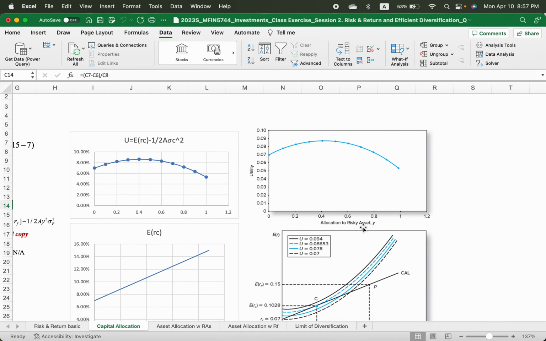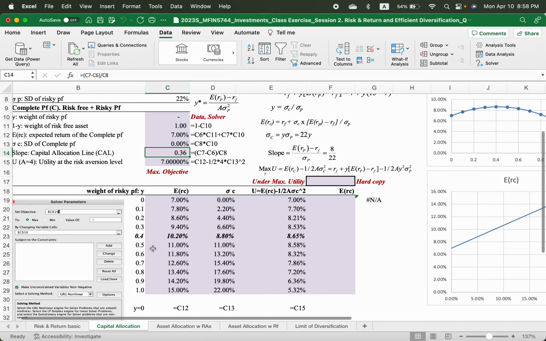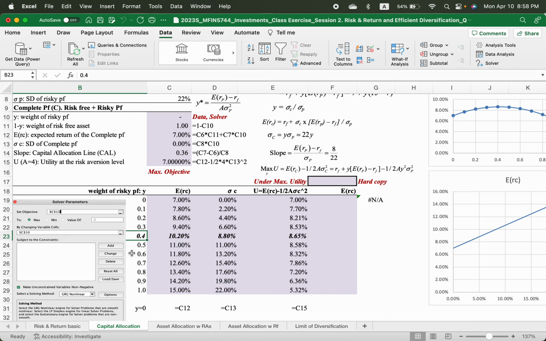If the x-axis is the weight and the y-axis is utility, now this is not the indifference curve. Just the graph with the x-axis as weight and the y-axis as utility. So we can find here around 40% of the weight of the risky asset portfolio is the maximum point of the utility, right? But we want to find the exact weight of the risky portfolio, right? Here. So how do we find it?